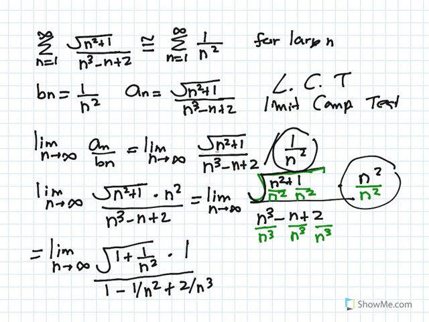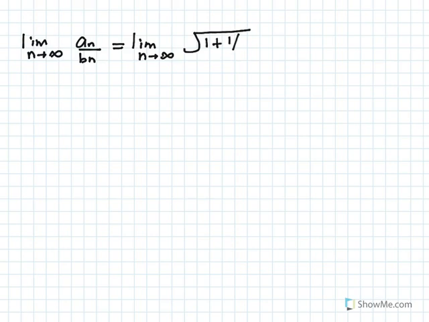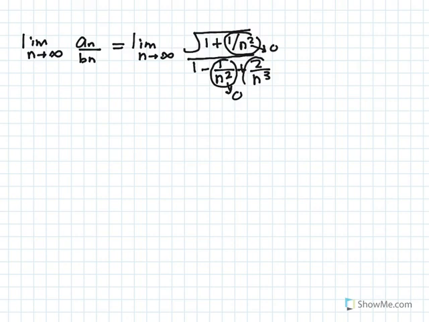So let's evaluate this limit. We have the limit as n approaches infinity of a_n divided by b_n. We're applying the limit comparison test. This is equal to the limit as n approaches infinity of root of 1 plus 1 over n squared, divided by 1 minus 1 over n squared, plus 2 over n cubed. Now all these limits are going to go to 0. 1 over n squared goes to 0. As n goes to infinity, 1 over n squared here also goes to 0. And 2 over n cubed also goes to 0. So the result is 1. 1 is greater than 0. That means we have a finite limit.